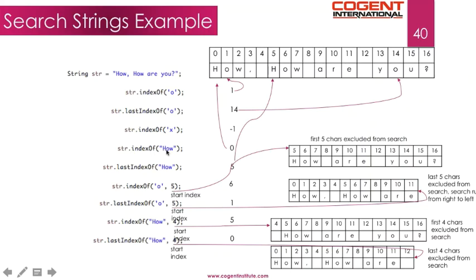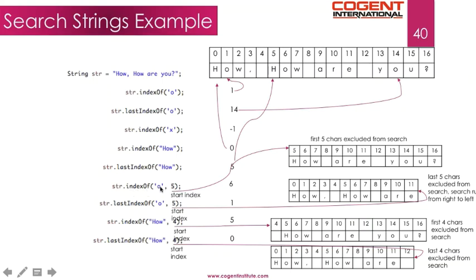str.indexOf("how") will find the first occurrence of the substring how in the string object. In this case, it starts at index 0. str.lastIndexOf("how") will find the last occurrence of the substring how in the string object. In this case, it starts at index 5.